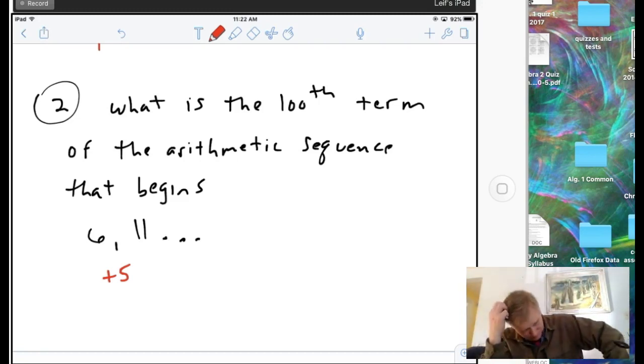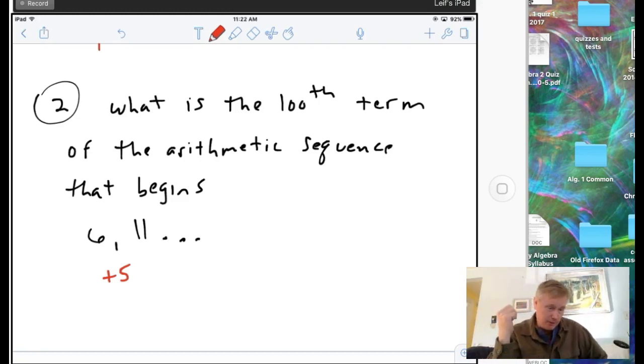So, if you're masochistic, you like to inflict pain upon yourself, is what that means, then you can sit there and extend that pattern, keep adding 5 over and over again, do it 100 times, and you get your answer. Not the way I'm going about it.